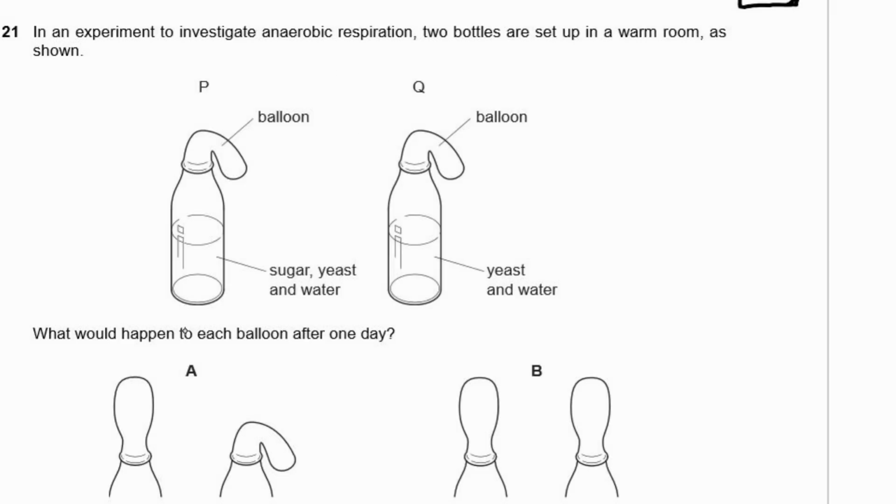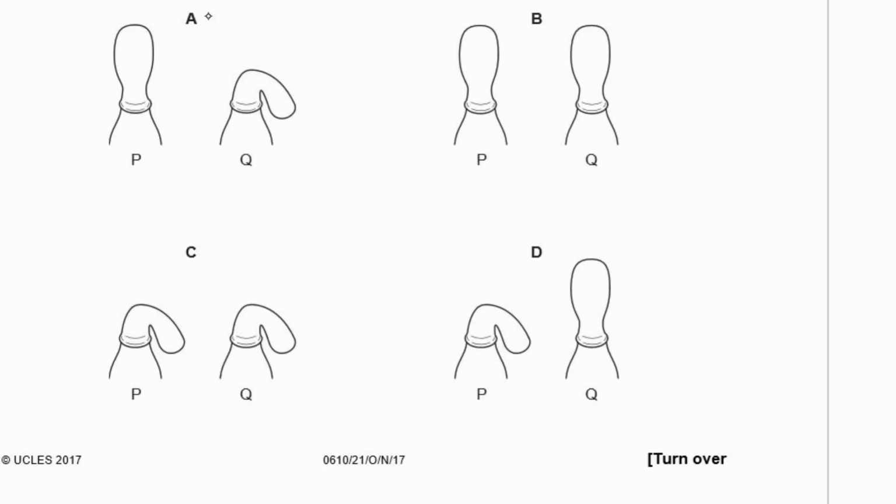So what would happen to each balloon after one day? Well, in a nice warm room, the yeast that has food is going to respire, and it's going to produce some gas. Okay, it's anaerobic respiration. It'll produce some carbon dioxide, but not as much as with aerobic respiration. But the yeast without any food isn't really going to do anything. It's going to stay exactly the same. So the answer is A. Certainly in B, the second one would be wrong. In C, the first one would be wrong. And in D, it's their opposite.